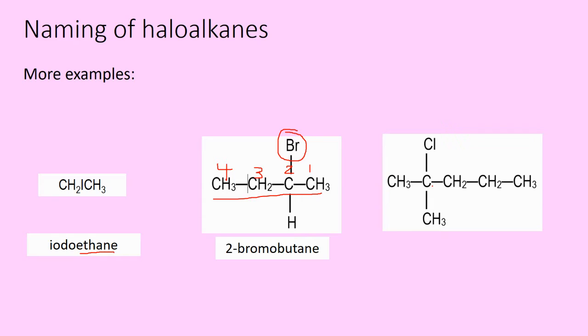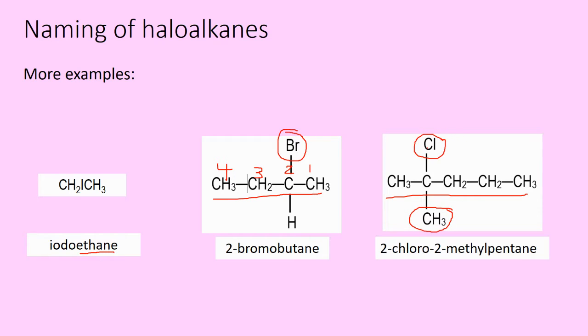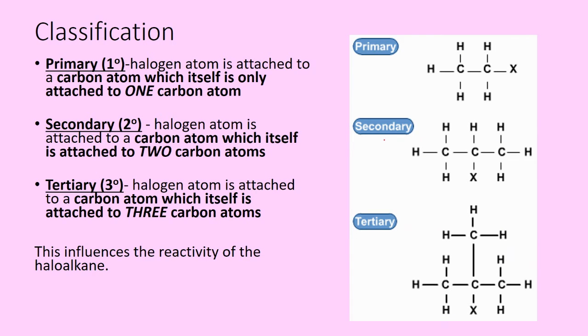So this one here, 1, 2, 3, 4, 5. So it's pentane, that's our largest parent chain. And then we've got a side group of methyl and a side group of chlorine. So it is 2-chloro-2-methylpentane. Okay, so the classification of haloalkanes depends on where the halogen is attached.